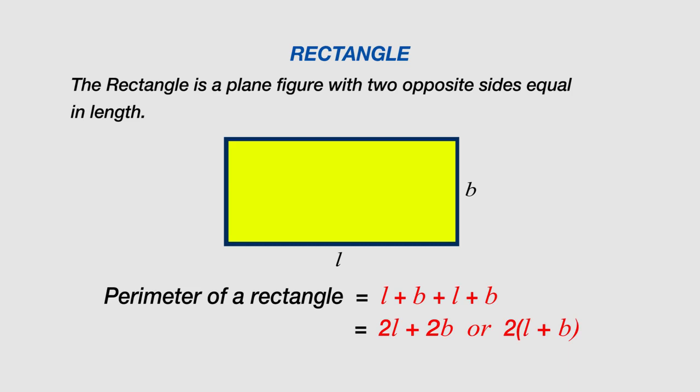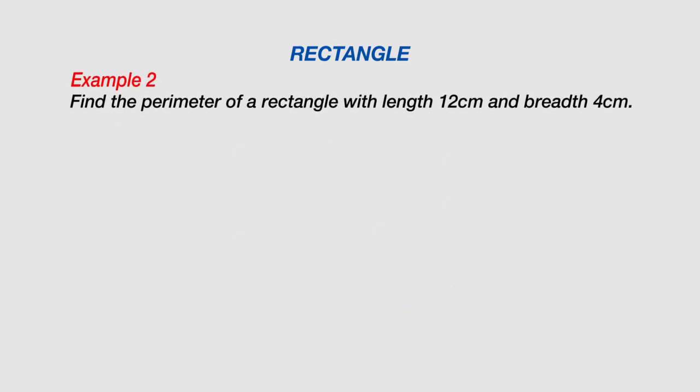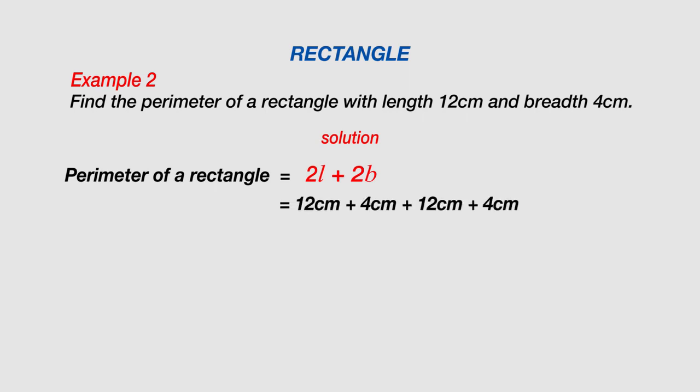A specific example. It says find the perimeter of a rectangle with length 12 centimeters and breadth 4 centimeters. You can draw a little diagram to help you. So the perimeter will be equal to 12 plus 4 plus 12 plus 4, which is the same as 2 times 12 plus 2 times 4. And that gives us 32 centimeters.